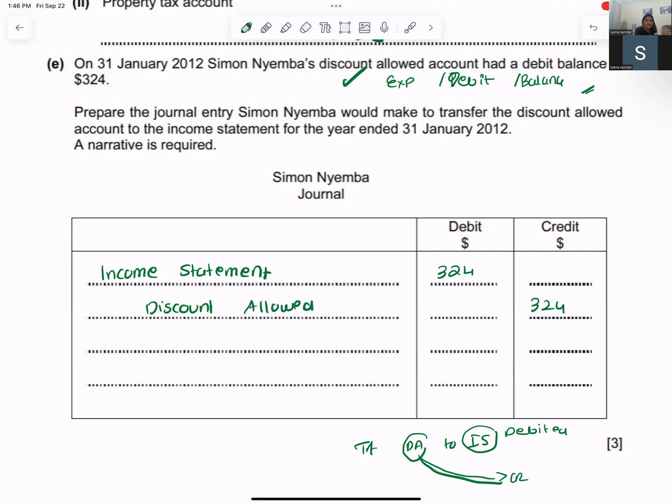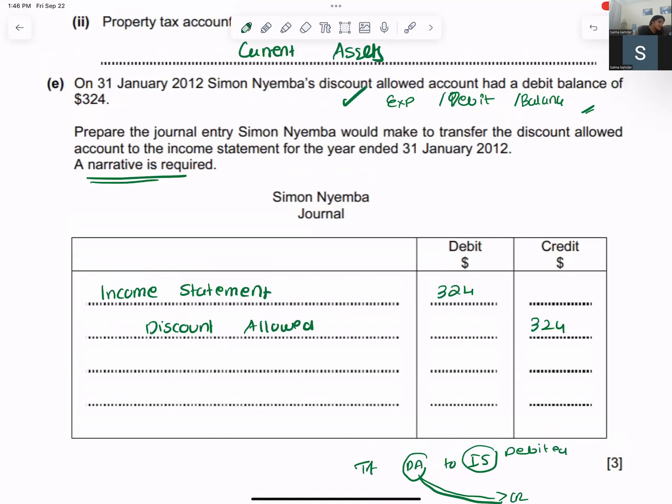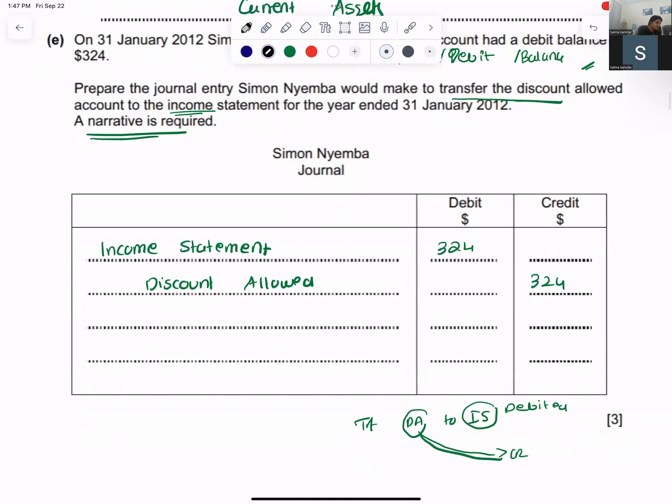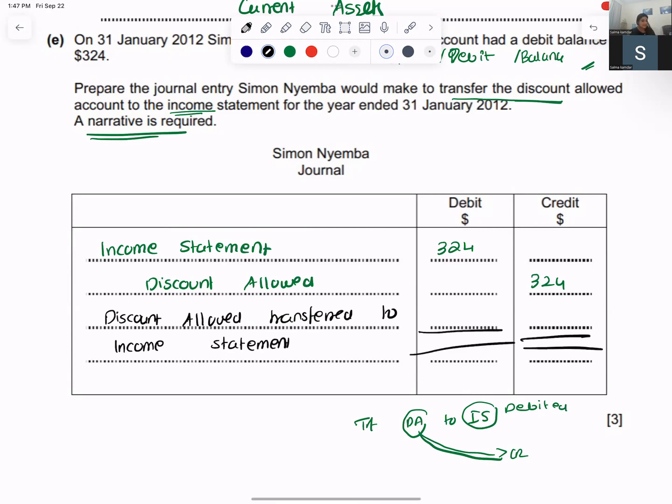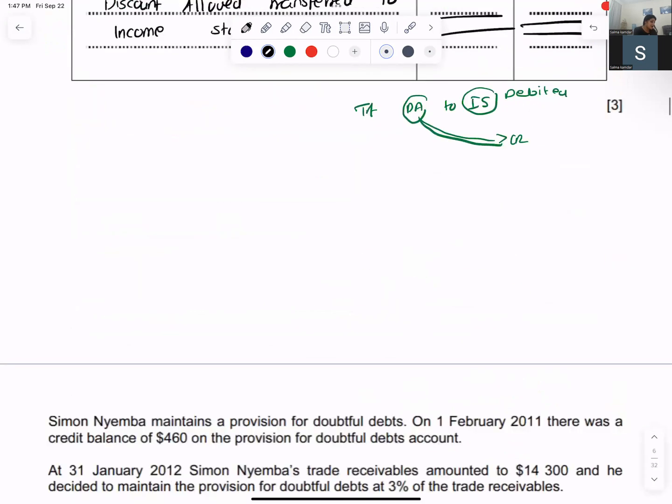And they say that a narrative is required. So what did we actually do? We transferred the discount allowed to the income statement. So when I write the narrative, I will write discount allowed transferred to income statement. Discount allowed is transferred to the income statement, and I close this. Let's see the next part of the question.